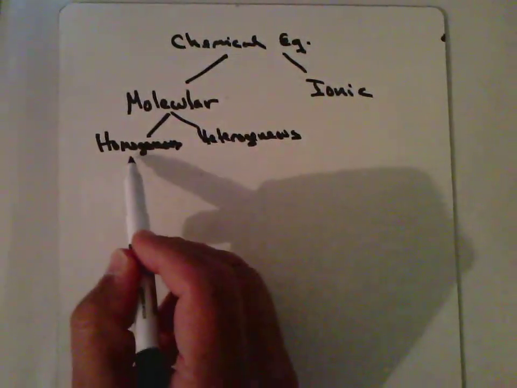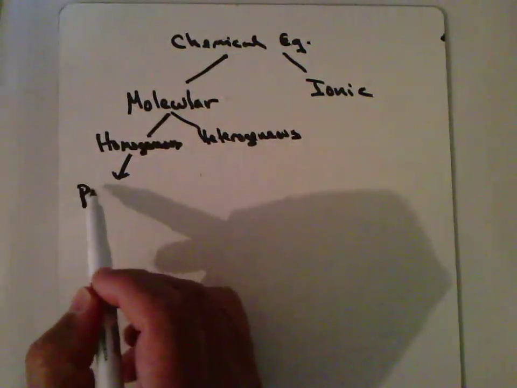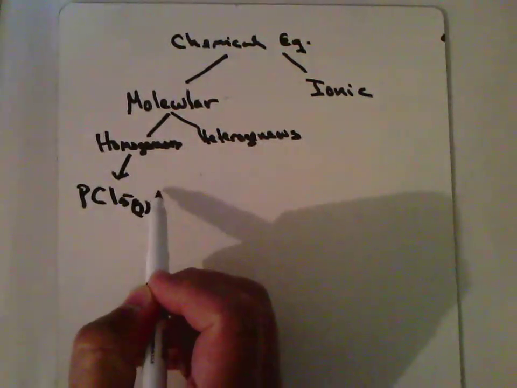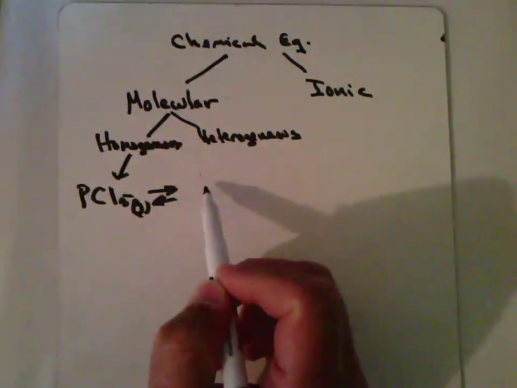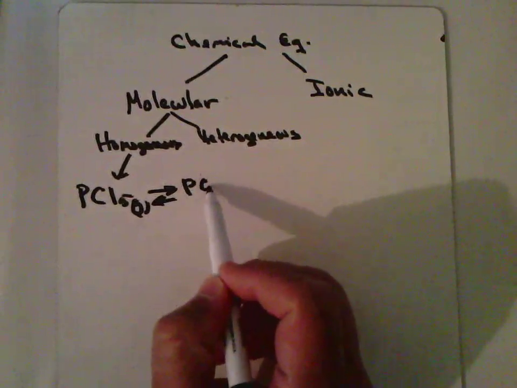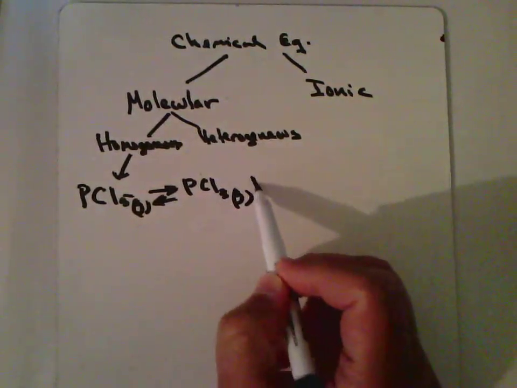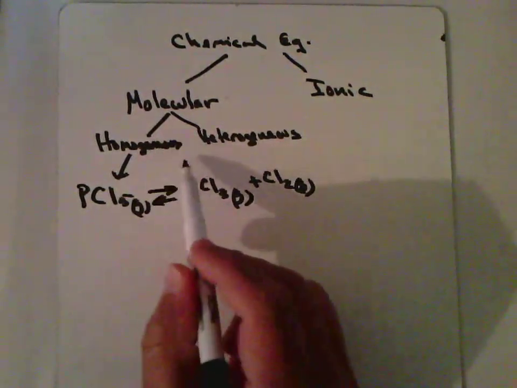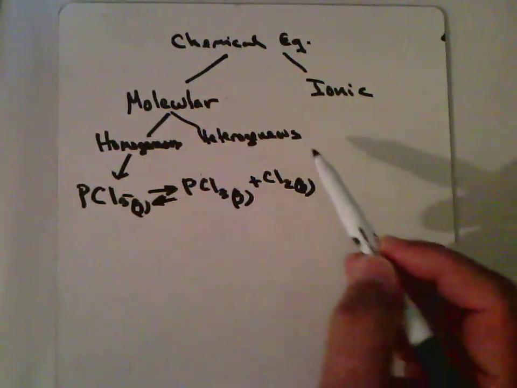In the homogeneous one we can have gases like, for instance, phosphorus pentachloride in equilibrium. So we represent the equilibrium with a double arrow, with the phosphorus pentachloride decomposing into phosphorus trichloride and chlorine gas. Why do we call this one homogeneous? Because all the substances are in the same state.